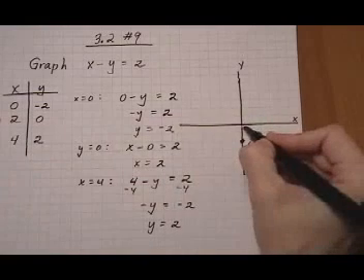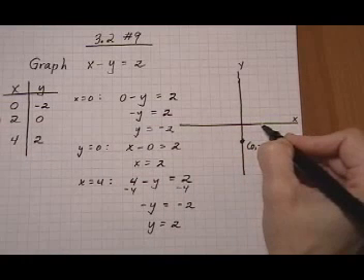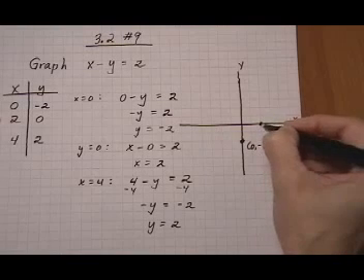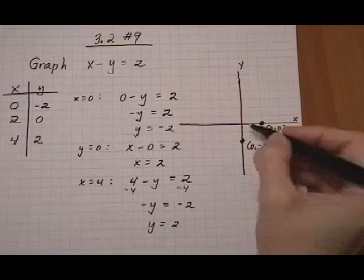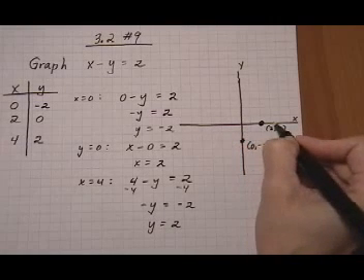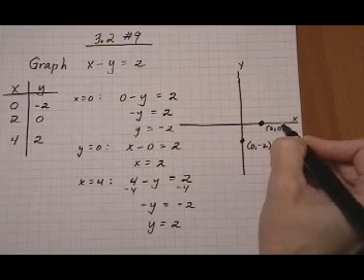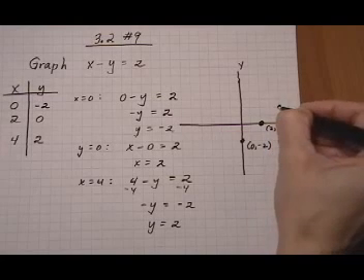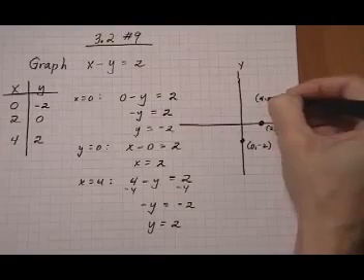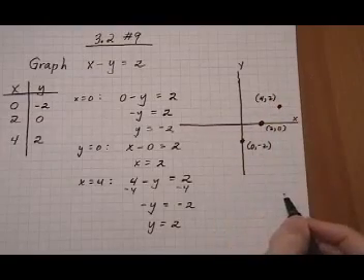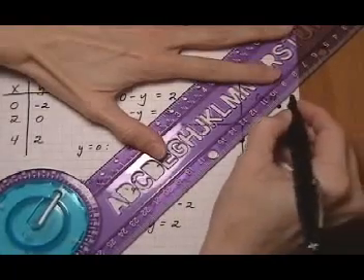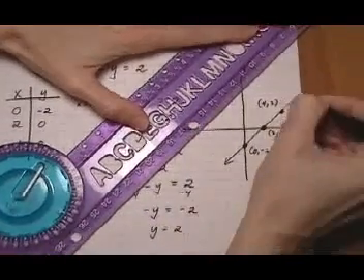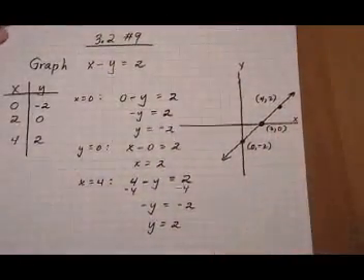X is 2, so start at the origin, go 2 to the right because it's a positive 2 for x, and then y is 0, which means don't move at all vertically. And then x is 4, start at the origin, go 1, 2, 3, 4 to the right, y is 2, positive 2, so we go up 2. And we get 4, 2, there's our other point. And they all line up, which means we do have a straight line, and we put a line through it using any straight edge that you have hanging around. And there's our graph.